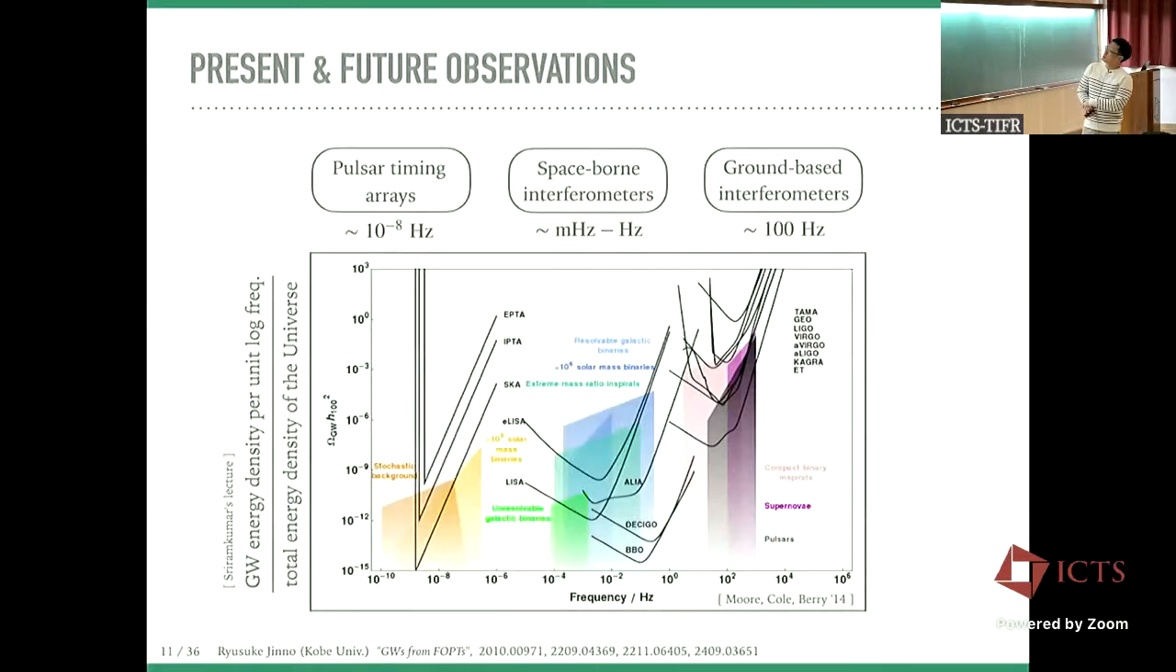And now, okay, this is a summary of the ongoing and future experiments and observations for gravitational waves. The horizontal axis is the frequency of gravitational waves, and here this is 1 Hertz, and this is milli-Hertz. And the vertical axis is, sorry, difficult to see, but gravitational wave energy density per unit logarithmic frequency normalized by the total energy density of the universe. And we often saw this quantity in Sriram Kumar's lecture.